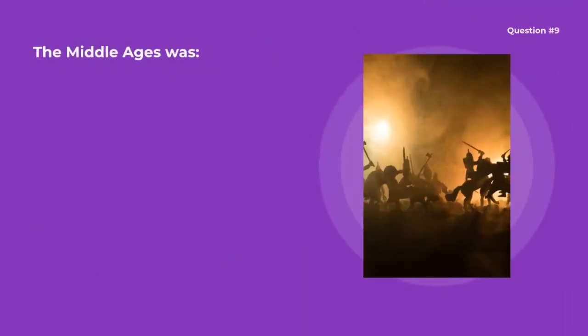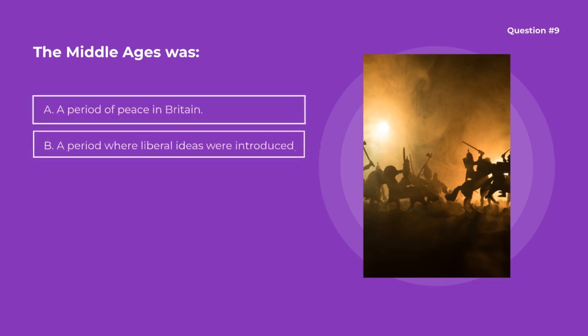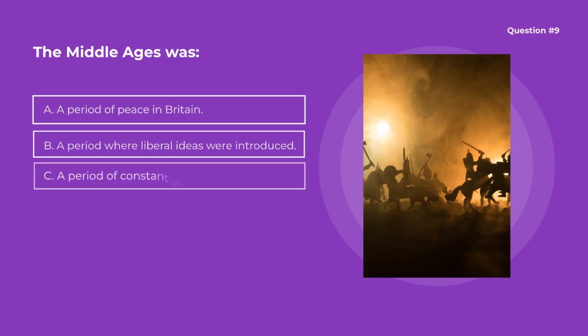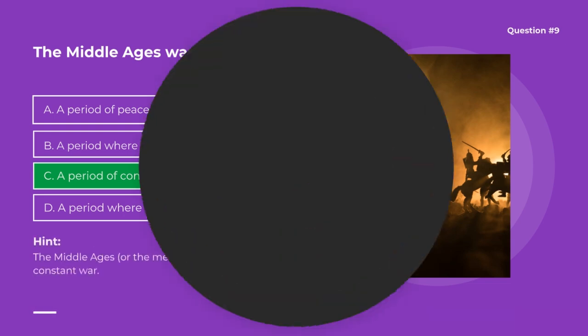Question number 9. The Middle Ages was, options are A. A period of peace in Britain, B. A period where liberal ideas were introduced, C. A period of constant war, D. A period where new political ideas emerged. The correct option is a period of constant war. The Middle Ages, or the medieval period, was a time of almost constant war.